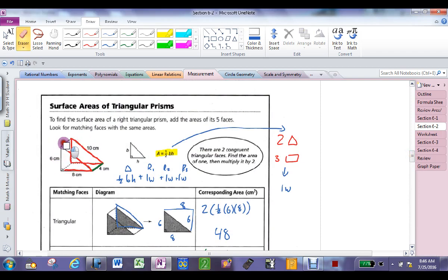Now, guys, look closely at this. This shape here, I'm going to erase all the colors. What if this were missing? Could you still do it? Why? 6, 8. Pythagoras. Everyone forgets Pythagoras.